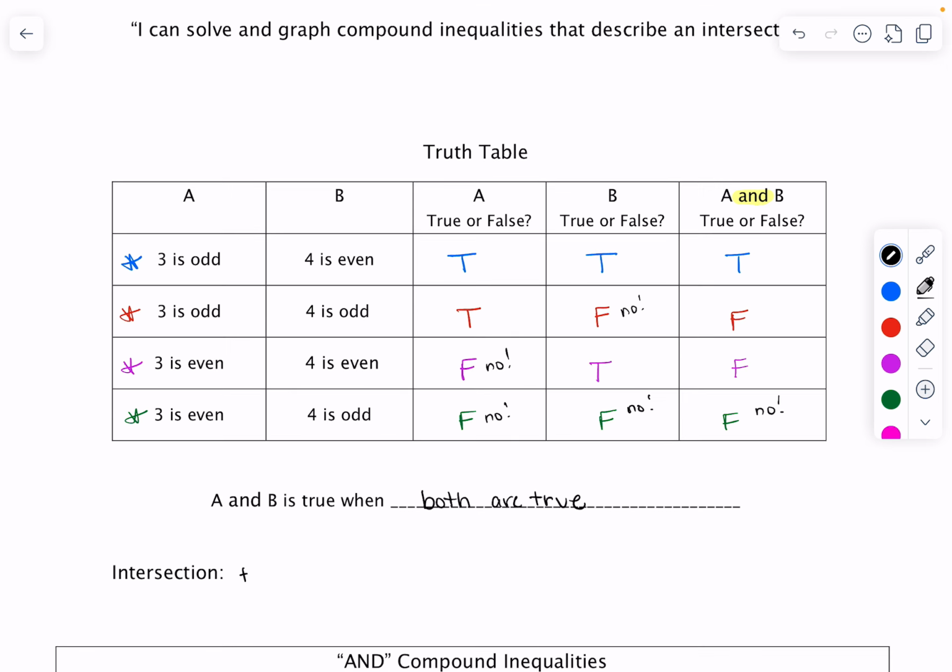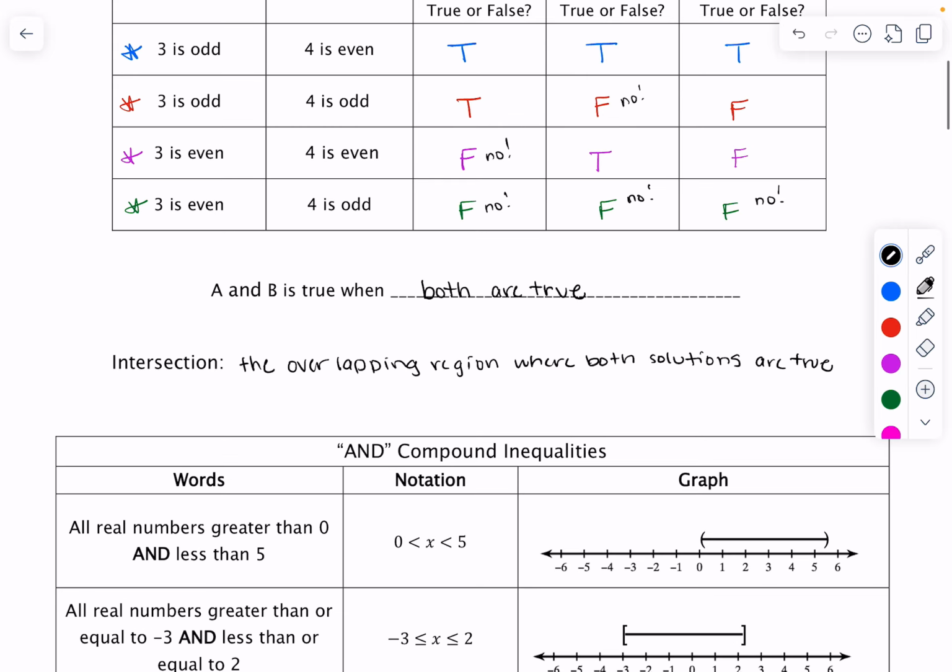This type of relationship forms an intersection. So this is the overlapping region where both solutions are true. Okay, so what does this look like when it comes to graphing, when it comes to our notation and how we read it out loud?